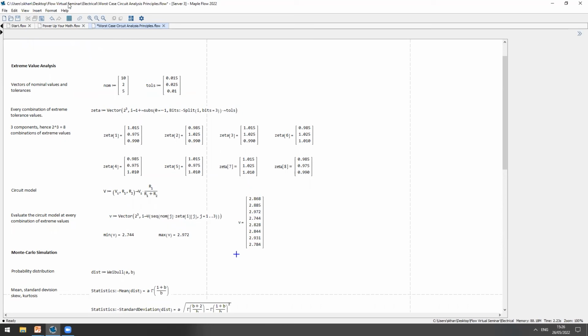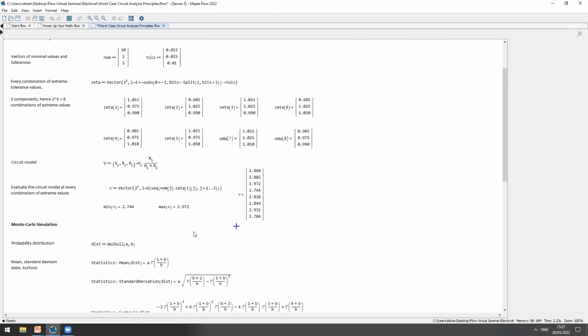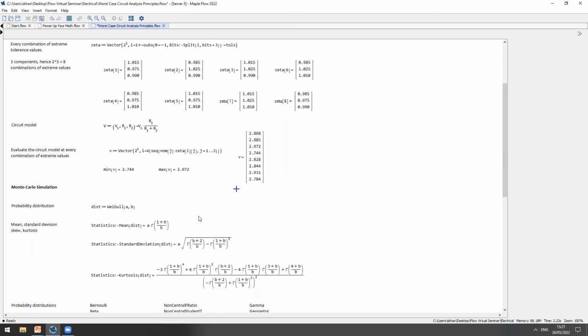Moving on to Monte Carlo simulation. MapleFlow lets you work with about 30 or 40 standard probability distributions. They can either have symbolic or numeric parameters. So here we just start out with a simple symbolic probability distribution, a Weibull distribution with a shape and scale parameter of A and B. Using tools from the statistics package, I can calculate the mean, the standard deviation, and the kurtosis.